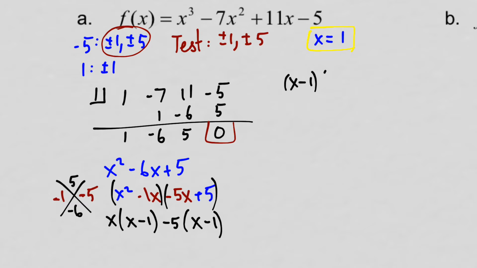So it's going to be x minus 1, x minus 5, which gives me my solutions, x equals 1 and x equals 5. Now those two are in addition to the one we had already found before, right? So it's x equals 1 twice, and then x equals 5. Those are the 3 of them.